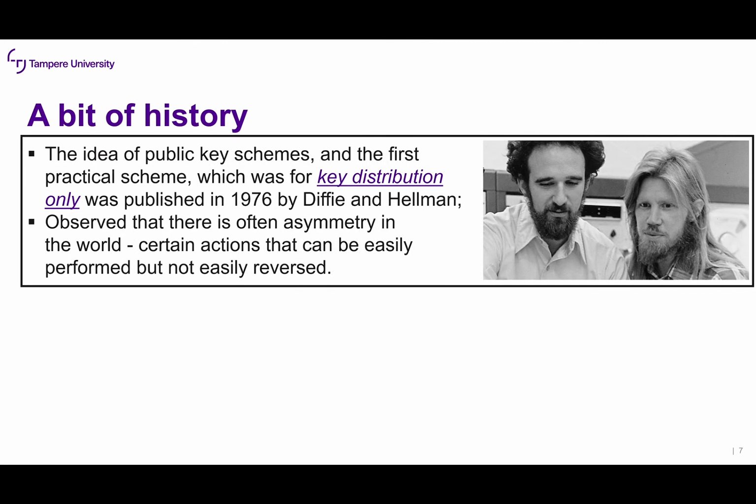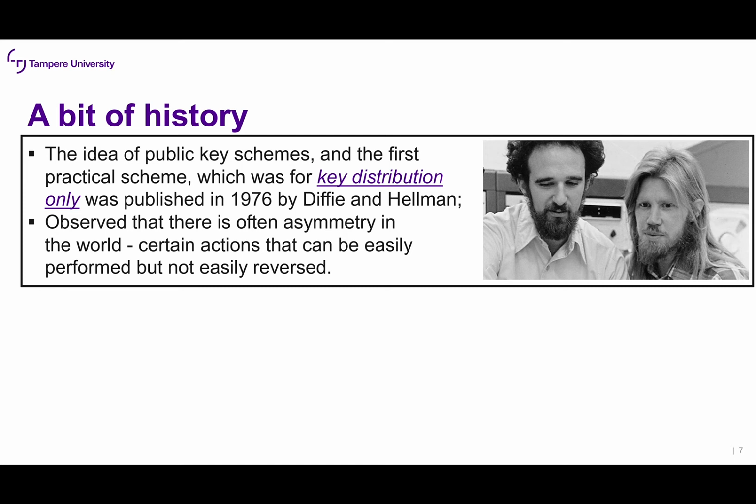To achieve private communication without ever communicating over a private channel, a radically different approach is needed. Now, in 1976, two Stanford researchers, Diffie and Hellman, published a paper with the, let's say, innocent-looking title, New Directions in Cryptography. In that work, they observed that there is often asymmetry in the world. And in particular, there are certain actions that can be easily performed, but not easily reversed.